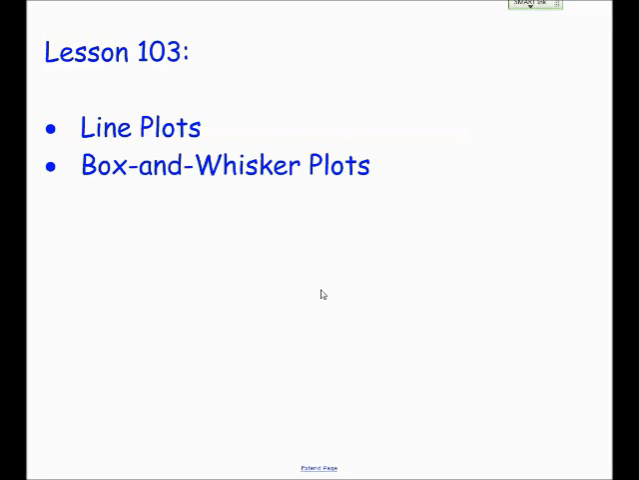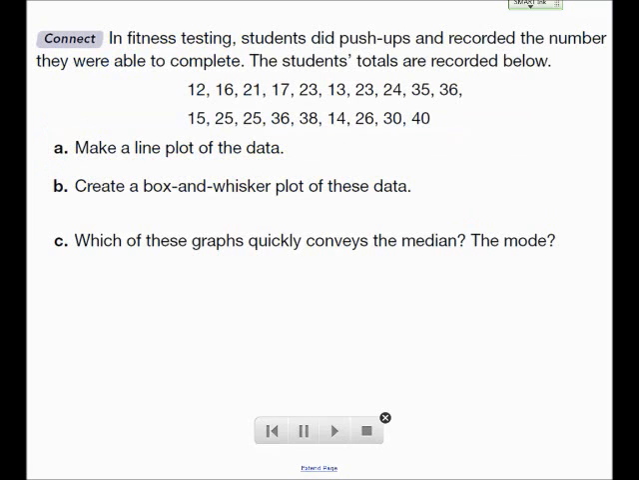Good evening. We're going to do a quick review of line plots and box and whisker plots. We've been introduced to both of these, but I think it's time we see another example of them. So here's our example for today.